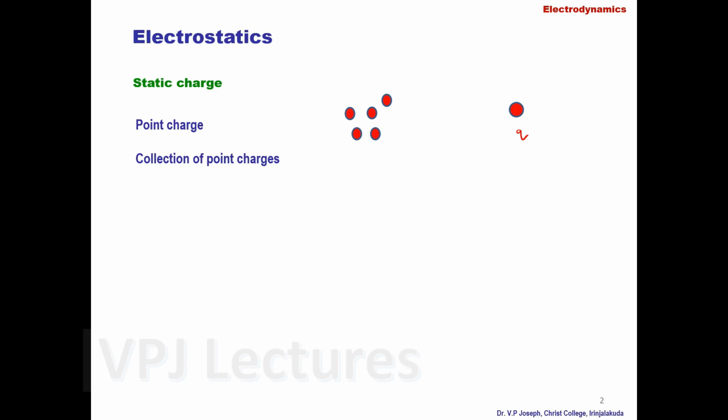We can see that around the point charge there is a region. Usually we identify a region around the point charge, and that region is defined as the region where some electrostatic effect is experienced, and that is called the electrostatic field. The charge may also be in the form of a collection of point charges, like Q1, Q2, Q3, Q4, Q5, etc., so that the total charge Q may be represented as the summation of Qi.